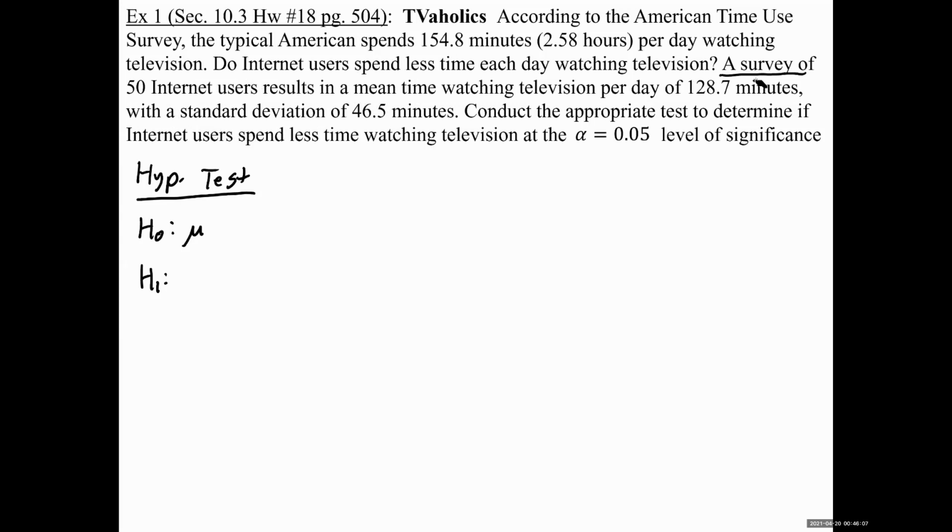So here's my next bit of advice, really good advice here. I'm giving you a lot of advice. When you're trying to figure out what H0 and H1 are, if there's a sentence in the problem that talks about the sample, don't look at it until after you figure out what the king and peasant are arguing over. This sentence is about the sample. Let's read it again. A survey of 50 internet users means they polled 50 internet users, right? And they asked each one of them, how much time did you spend watching television per day? And they calculated the average of those numbers to be 128.7, and standard deviation was 46.5 minutes.